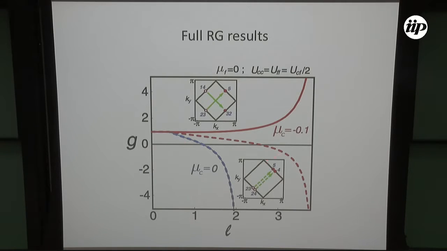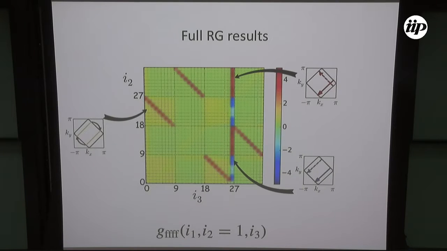When one of them is slightly away from half filling, this flow is a little slower, and one of them, this one, the G2 case, continues being positive. So overall negative, CDW, but the symmetry is D wave. Okay, so we have all the processes we want.